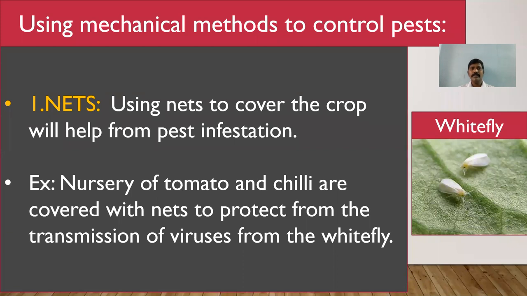Next one, using mechanical methods to control pests. Here we are using nets. Using nets to cover the crop will help protect from pest infestation. Example, nurseries of tomato and chili are covered with nets to protect from the transmission of viruses by the white fly. These are the white flies. The white fly can transmit viruses which can cause diseases in our vegetable crops. To avoid the loss, we have to use nets.